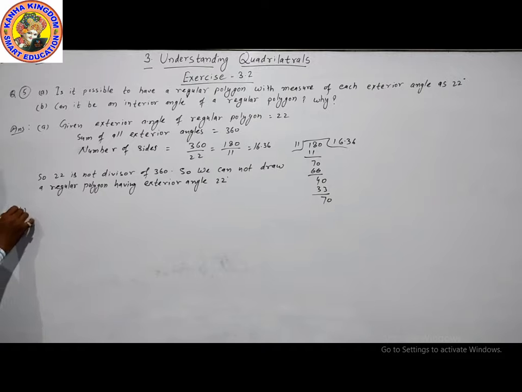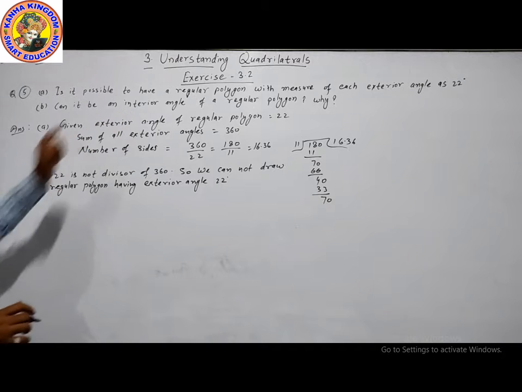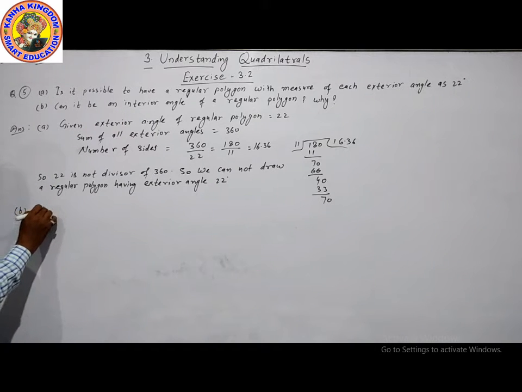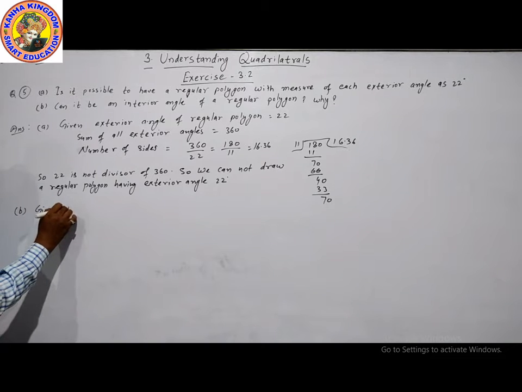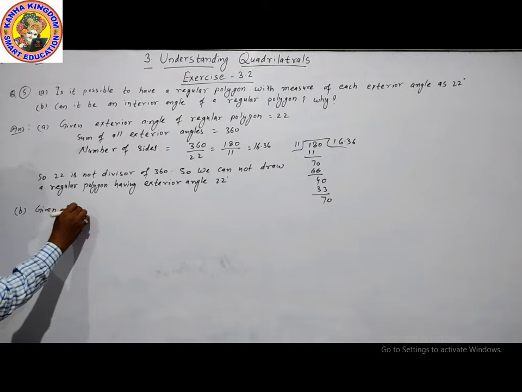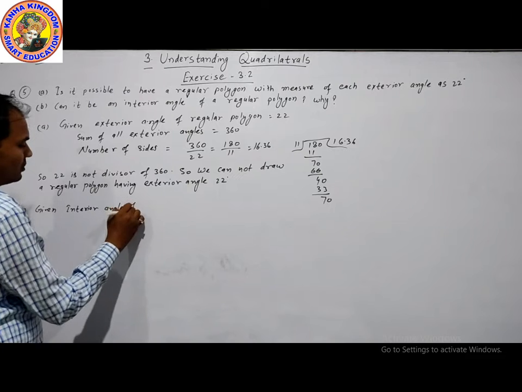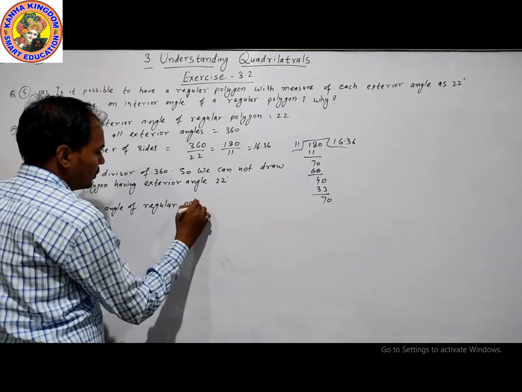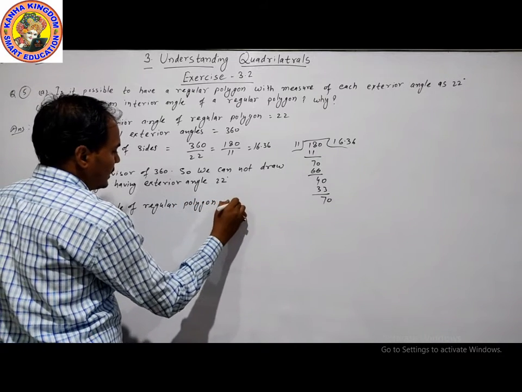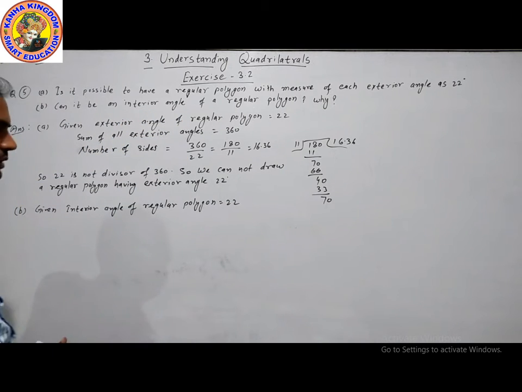Now in part B, can it be an interior angle? Given the interior angle of a regular polygon is equal to 22. Can it be the interior angle of a regular polygon? So let us assume this is our interior angle.